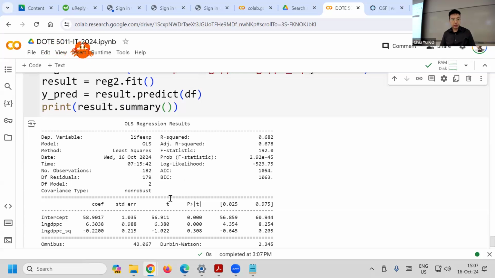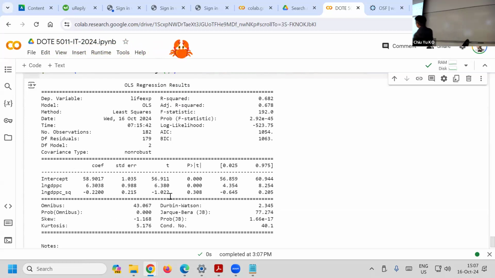So you can see when I run this, the first thing to do is look at the coefficients. This is alpha, which is 58. Beta 1 is this one, and Beta 2 is this one. And for the p-values, this one is okay, and this one is not so okay.